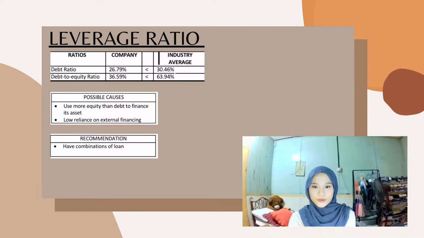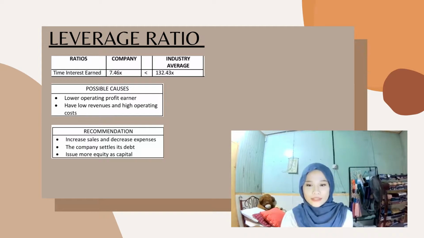Next, under leverage ratio, the debt ratio and debt to equity ratio are lower than the industry average. The possible cause is that the company may use more equity and less debt, such as borrowings, to finance its assets. The company may have a low reliance on external financing and a higher reliance on internal financing, such as retained earnings. To lower the ratio even further, the company should have a combination of loans if they are making loans. It is because each financial institution has its own interest on loan, hence the cost of capital can be reduced.